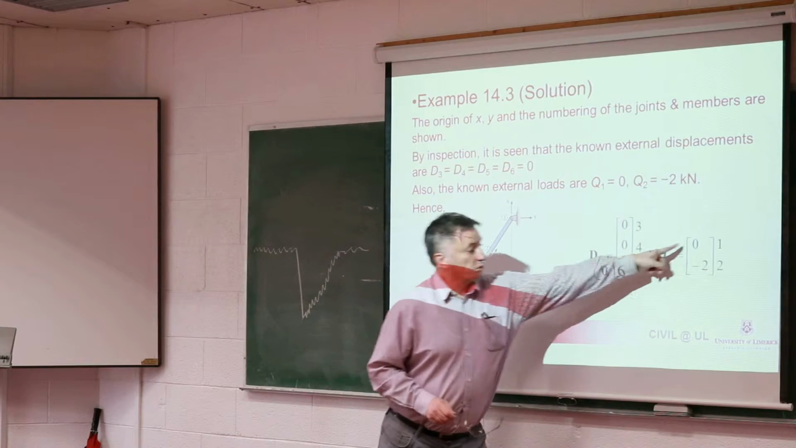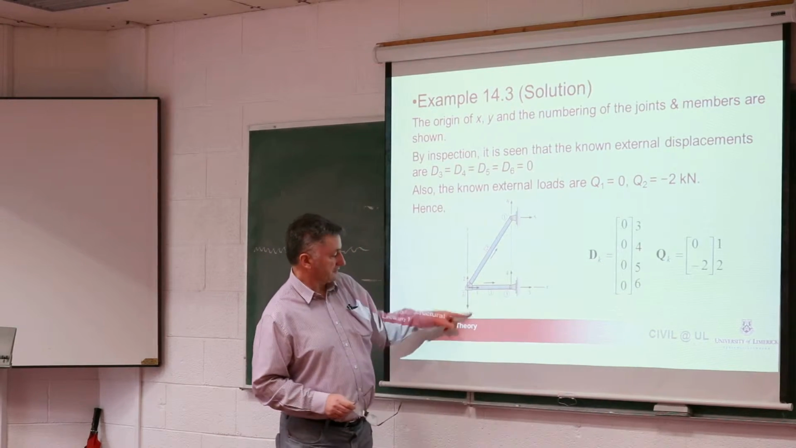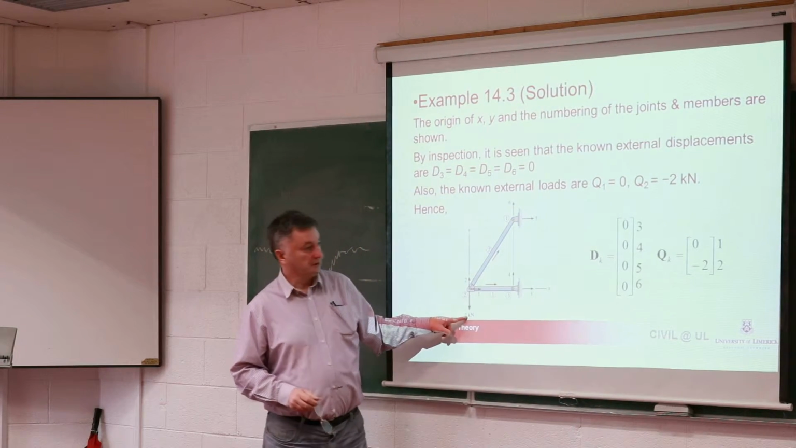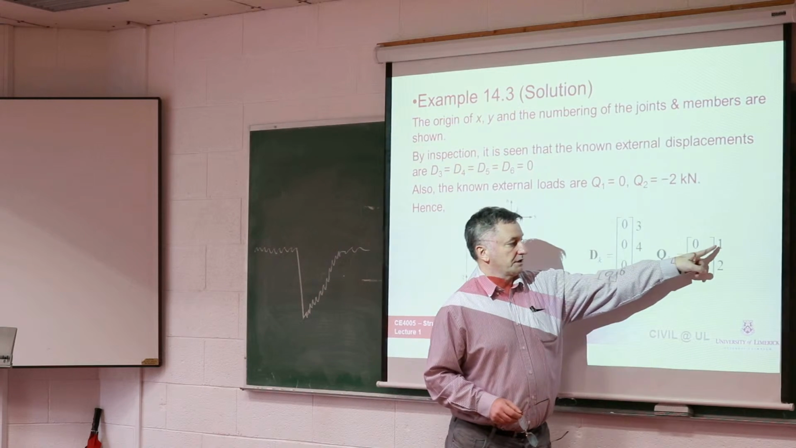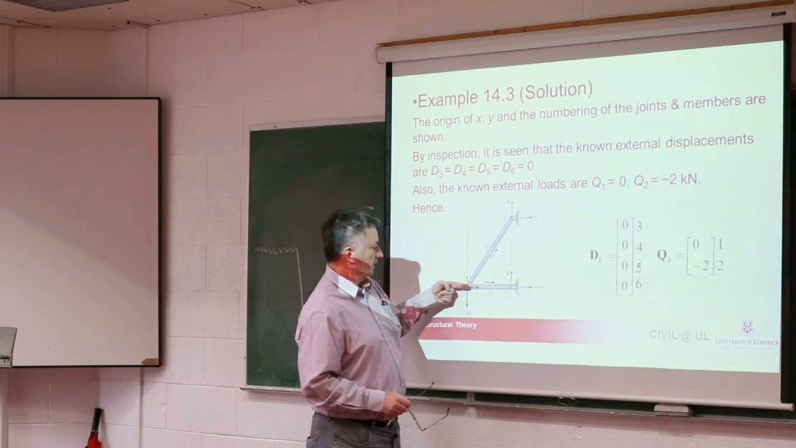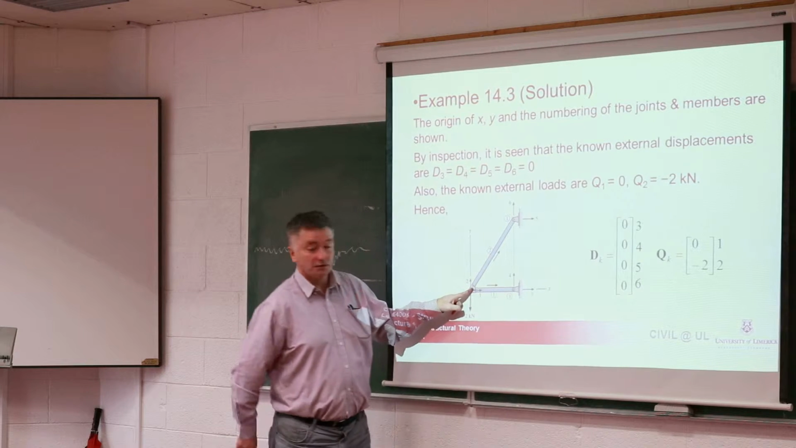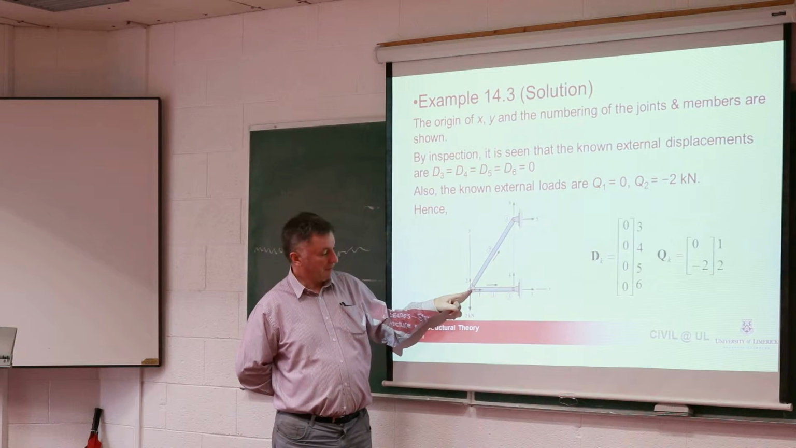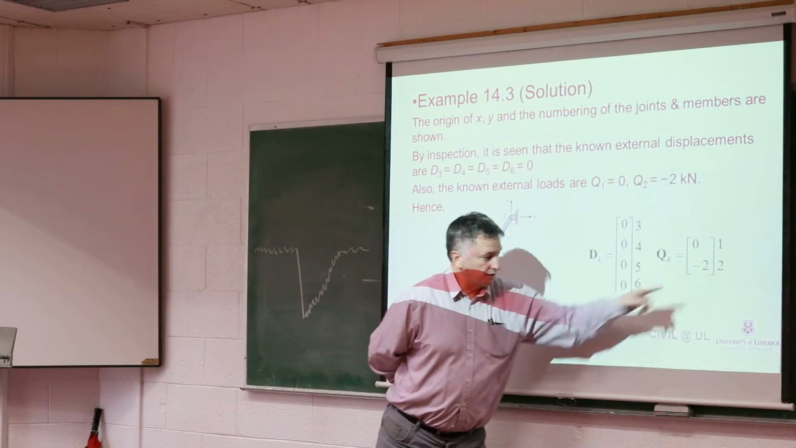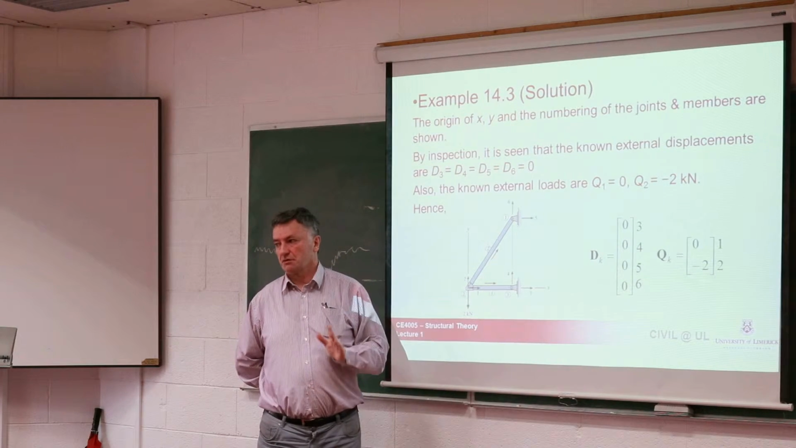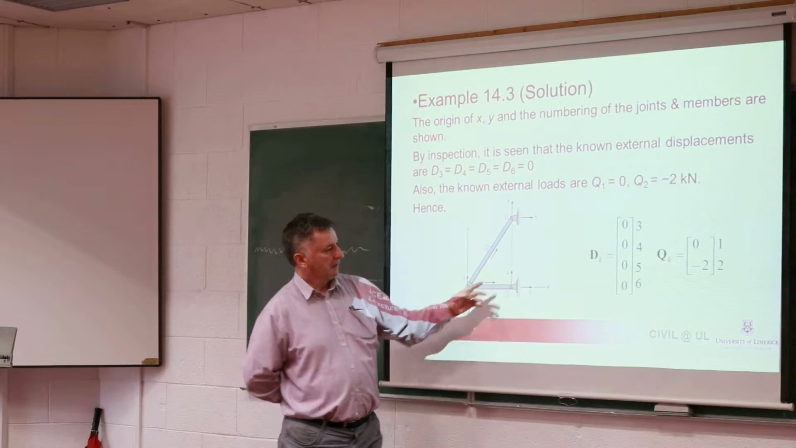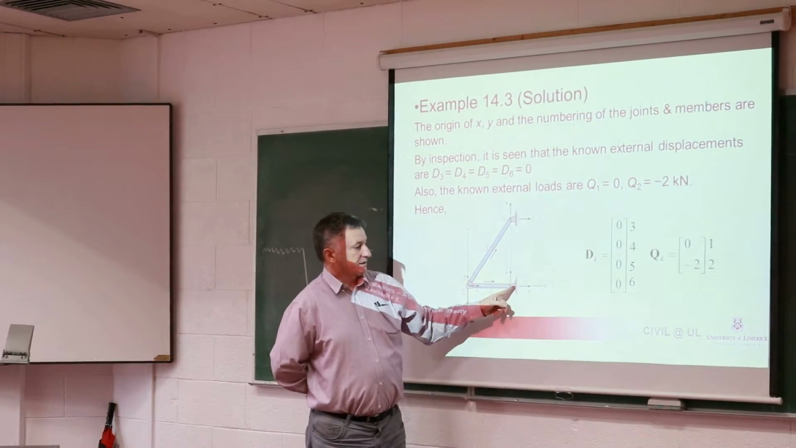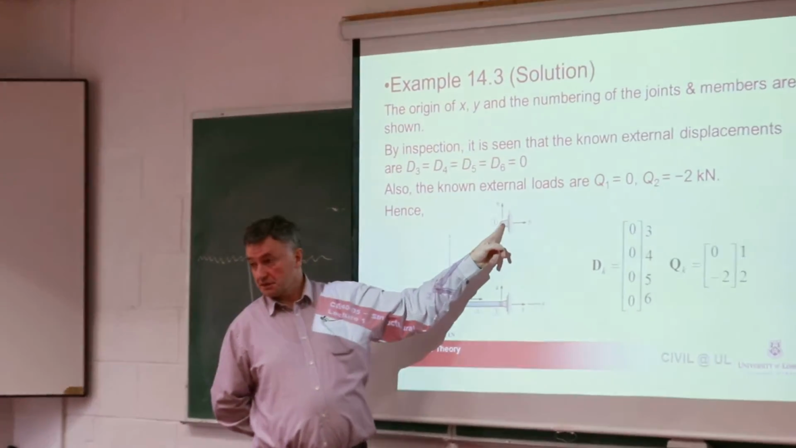So we know what the force is at this point because we define it as the load on the structure. So the x degree of freedom. That means that degree of freedom 1 is the x degree of freedom at the near end of the member, and degree of freedom 2 is the y degree of freedom at the near end. 3 and 4 are the x and y here, and 5 and 6 are the x and y here.